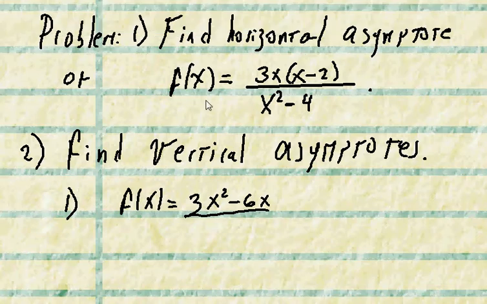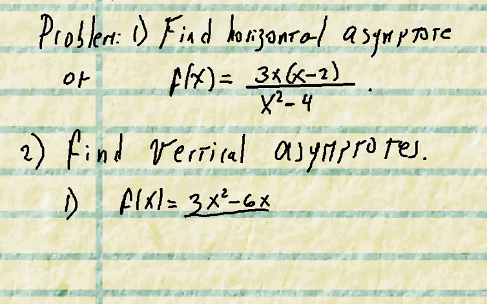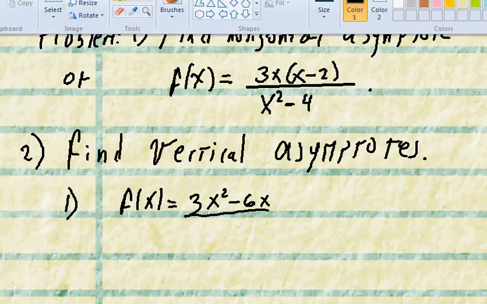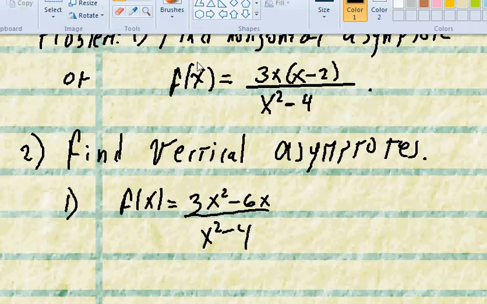So the first thing I'm going to do is multiply the numerator. So I have 3x squared minus 6x, I'm sorry, minus 6x is being divided by x squared minus 4, right? Okay, so that's pretty good. And then I'm going to take the limit of this. When you find horizontal asymptotes, you have to take the limit.